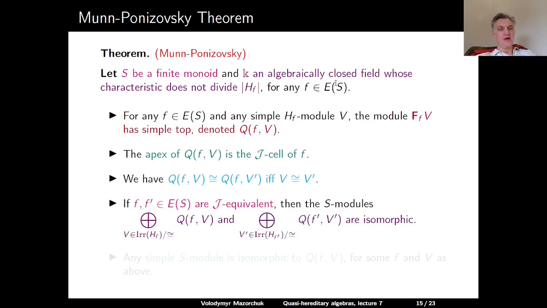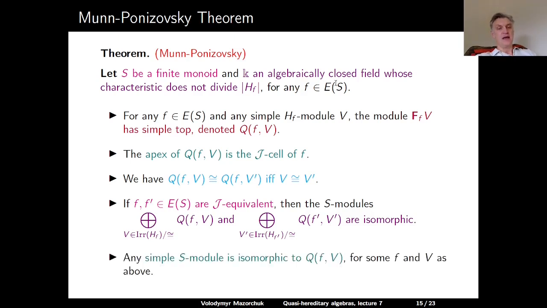Next, if we have two idempotents F and F prime in S that are J equivalent, and if we add up all modules of the form QFV for the first idempotent F, and all modules of the form QF prime V prime for the second idempotent F prime, then these direct sums will be isomorphic as S modules.